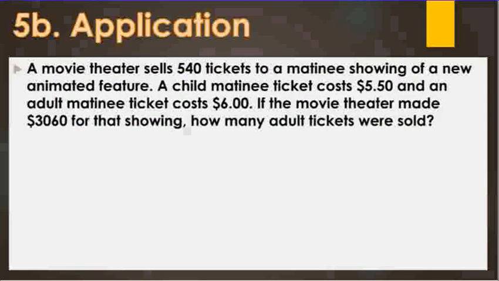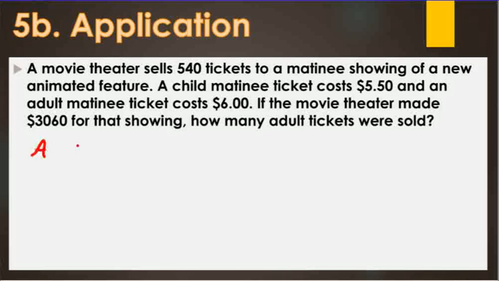And the last one here, a movie theater sells 540 tickets to a matinee showing of a new animated feature. A child matinee ticket costs $5.50 and an adult matinee ticket costs $6. If the movie theater made $3,060 for that showing, how many adult tickets were sold?